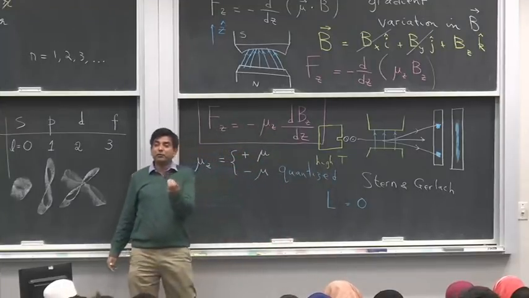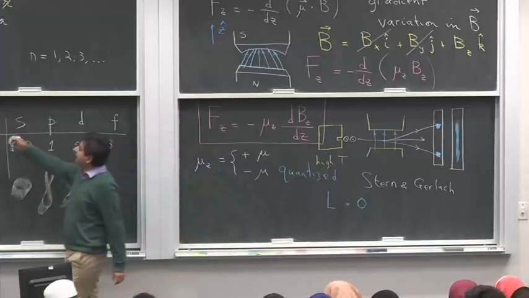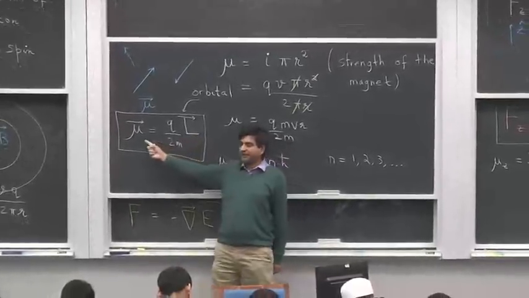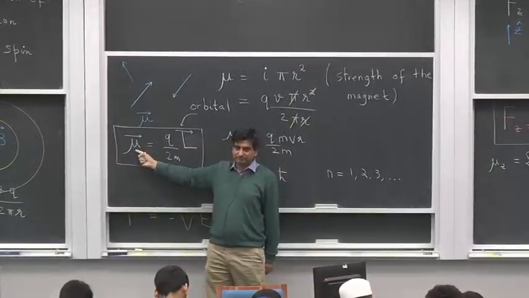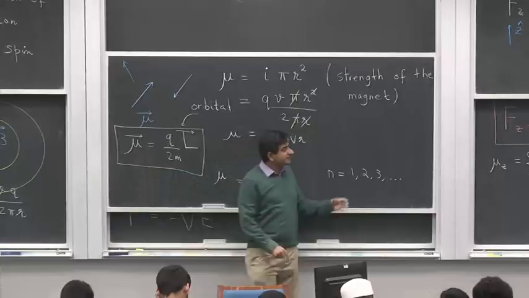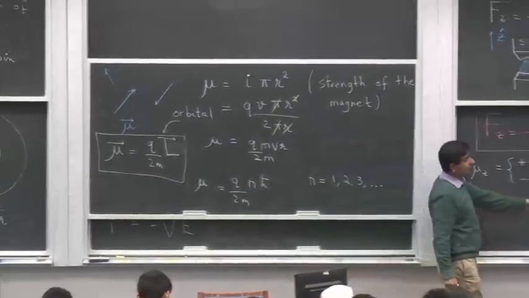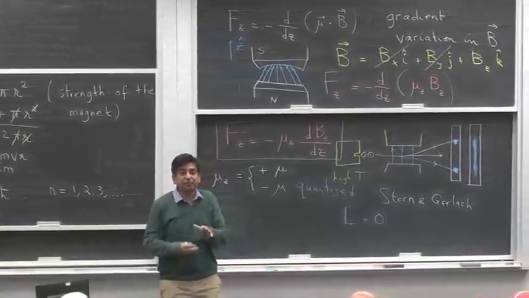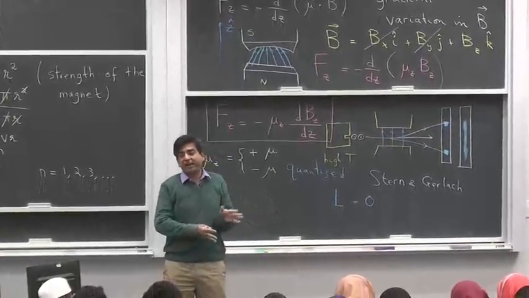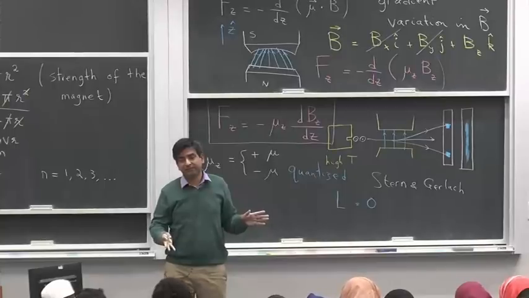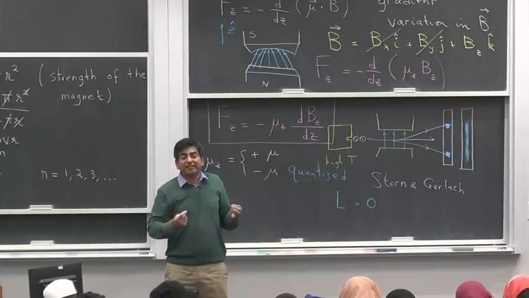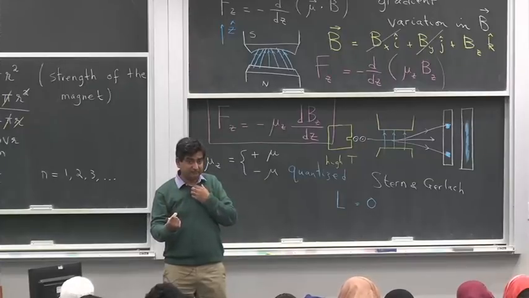But where is this mu coming from? Because L is zero. If this L is zero, the magnetic moment is zero. But these silver atoms, even though their L is zero, are behaving like tiny magnets. They are behaving like magnetic dipoles because they are deflected by an inhomogeneous field. So the conjecture was, this is how the spin was discovered.